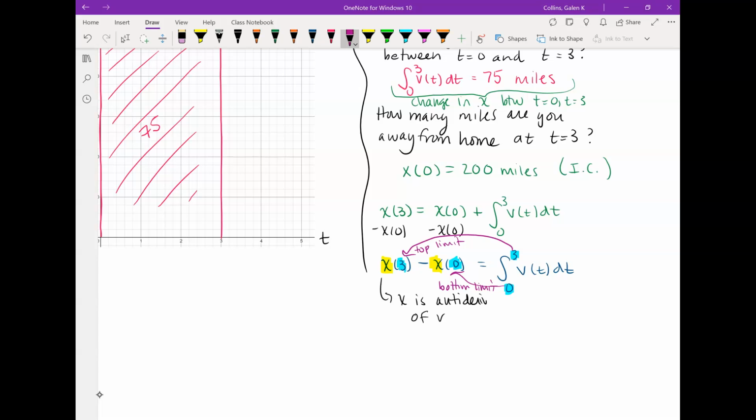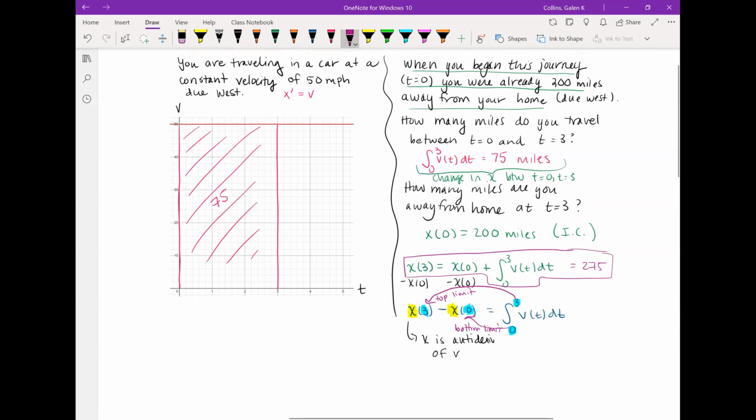We've already been using it to find what we might call a future value. So when we find x of 3 equals 350, it's really the first fundamental theorem that we've been using. We just haven't called it that yet.